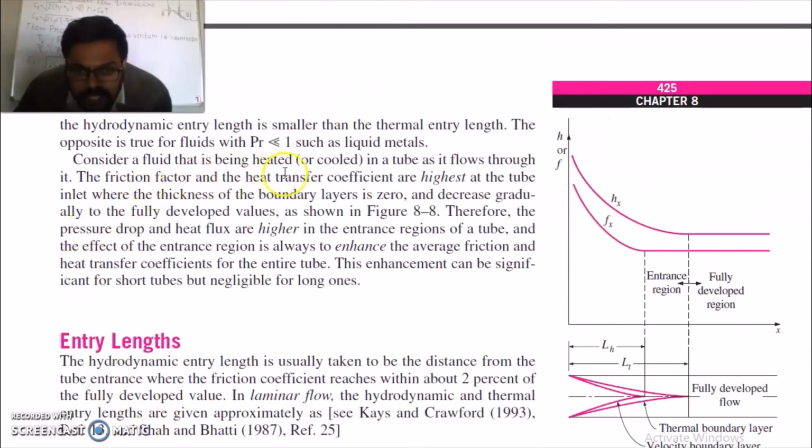Consider a fluid that is being heated or cooled in a tube as it flows through it. The friction factor and the heat transfer coefficient are highest at the tube inlet, where the thickness of the boundary layer is 0, and decrease gradually to the fully developed values as shown in the figure. Therefore the pressure drop and heat flux are higher at the entrance of the tube, and the effect of the entrance region is always to enhance the average friction and heat transfer coefficient for the entire tube. This enhancement can be significant for short tubes but negligible for long tubes.